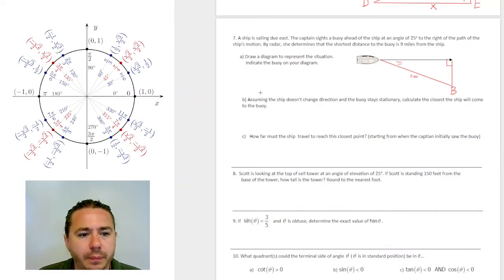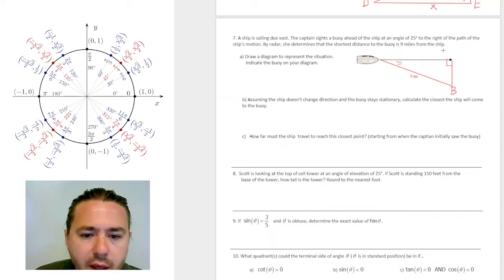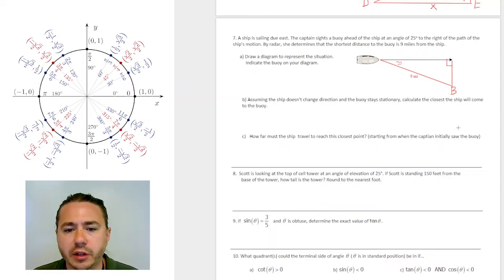All right, part B. Assuming the ship doesn't change direction and the buoy stays stationary, calculate the closest it will come to the buoy. So if the ship keeps going this way, going east, the closest it'll ever get to the buoy is when it's right here, right at this vertex. So what this is really asking for is this distance right here.